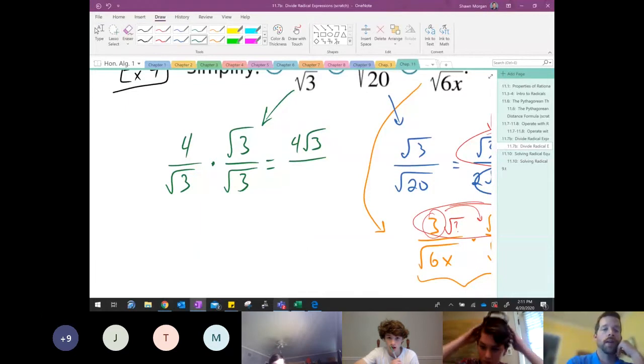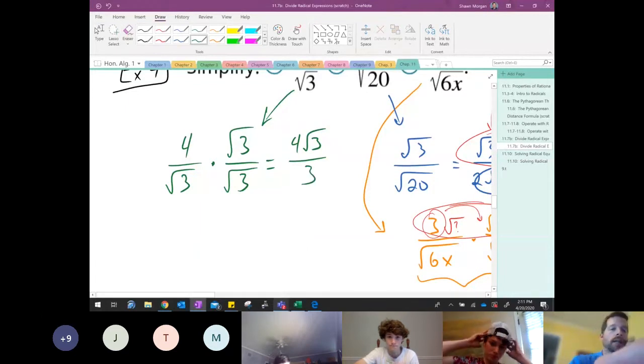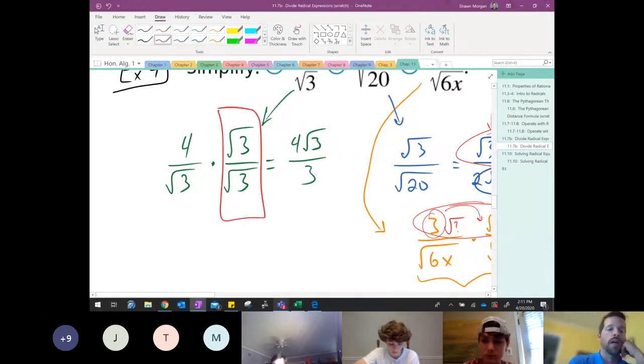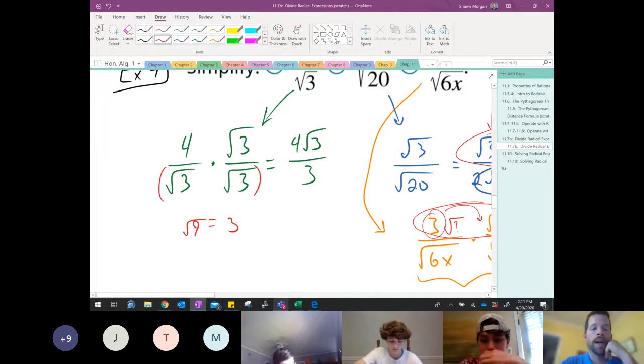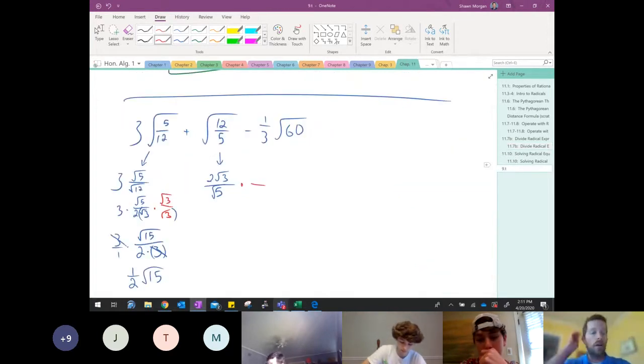We said, okay, I'm going to multiply by a clever form of 1, that's radical 3 over radical 3, such that when I multiply these two, I get the square root of 9, which is no longer an irrational number. That's why my new denominator is 3, because we multiplied by something to cancel that radical out. So Nick, I'll throw it back to you.